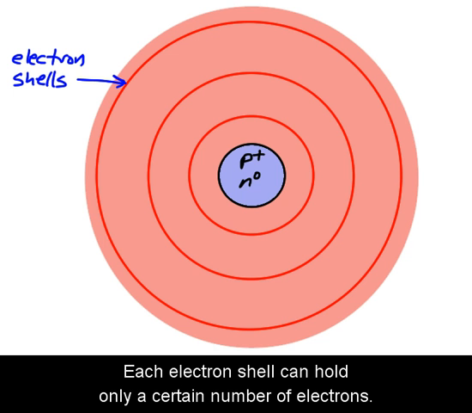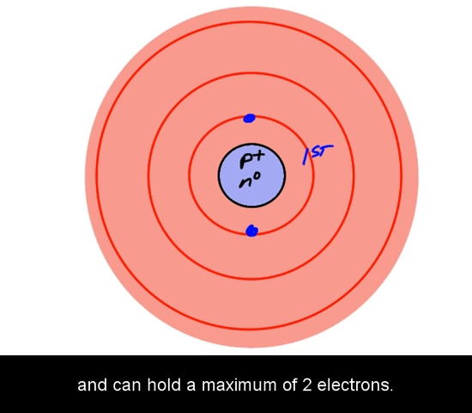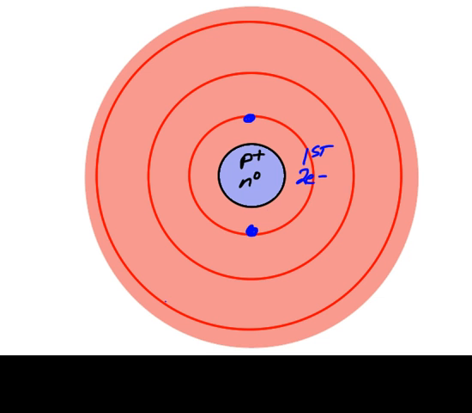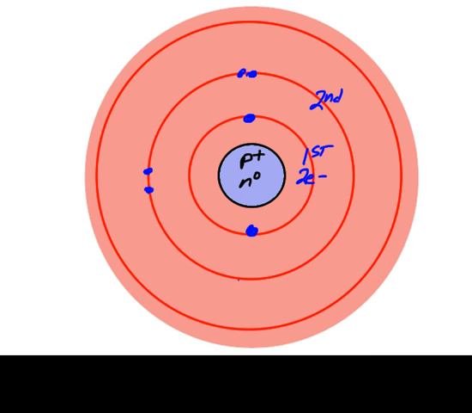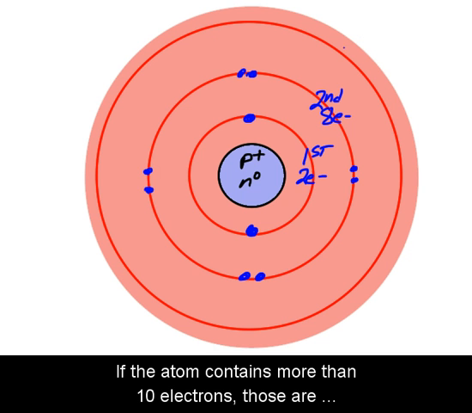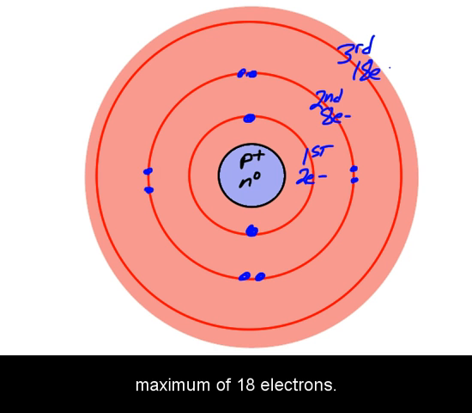Each electron shell can hold only a certain number of electrons. The first electron shell is the one closest to the nucleus and can hold a maximum of 2 electrons. The second electron shell can hold a maximum of 8 electrons. If the atom contains more than 10 electrons, those are placed into a third electron shell that can hold a maximum of 18 electrons.